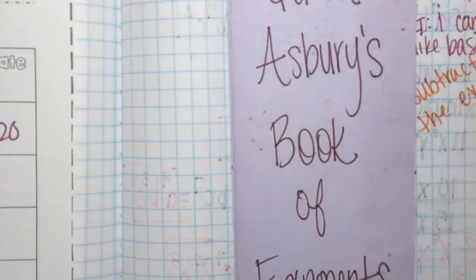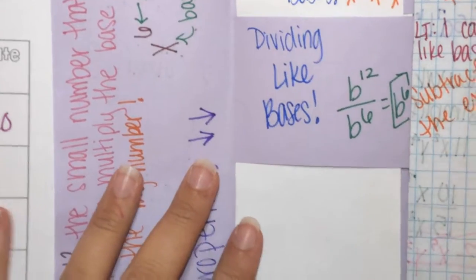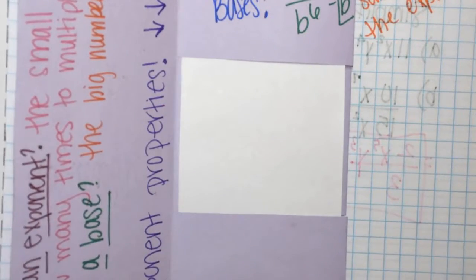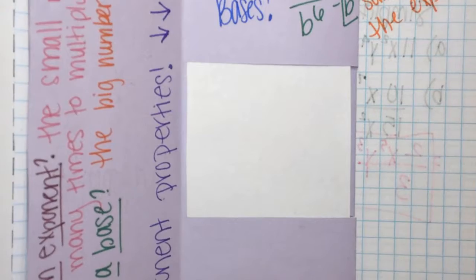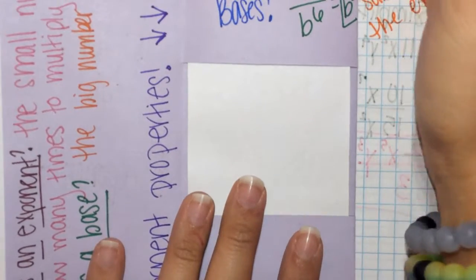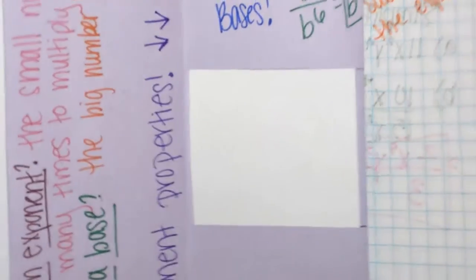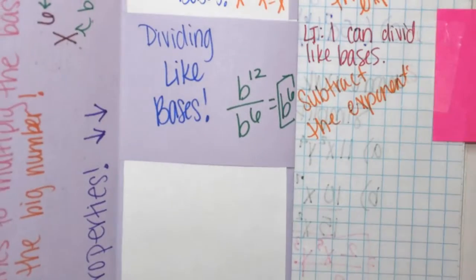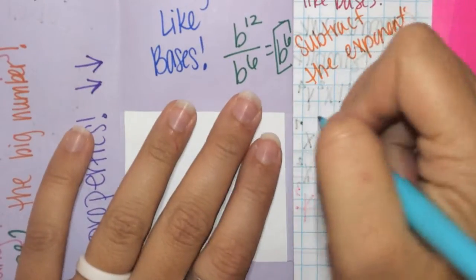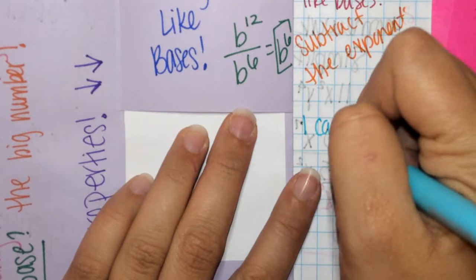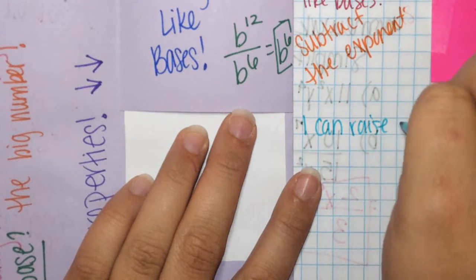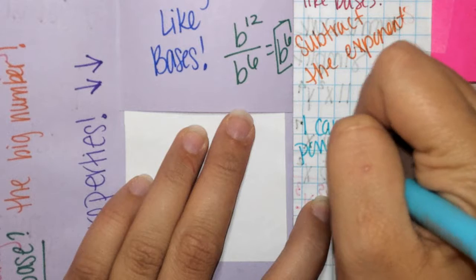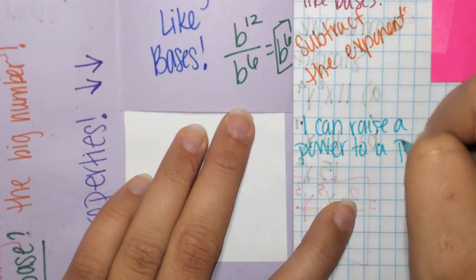So your test is tomorrow, but we need to learn one more thing that piggybacks on multiplying like bases. We did multiplying like bases where you add the exponents. We divided like bases where you subtracted the exponents. So today, today's learning target says, I can raise a power to a power.